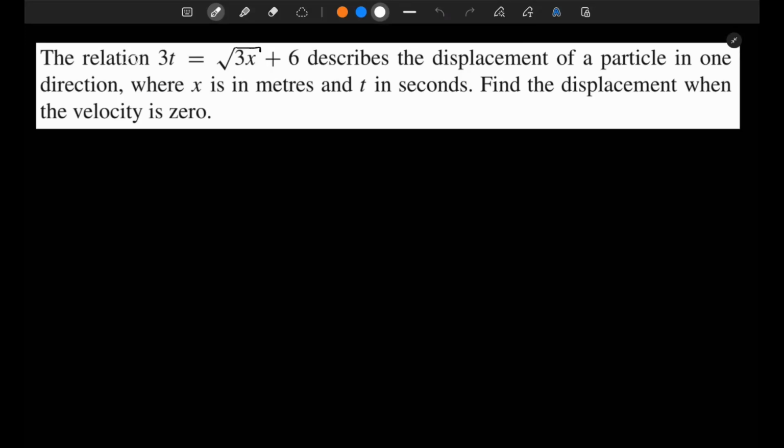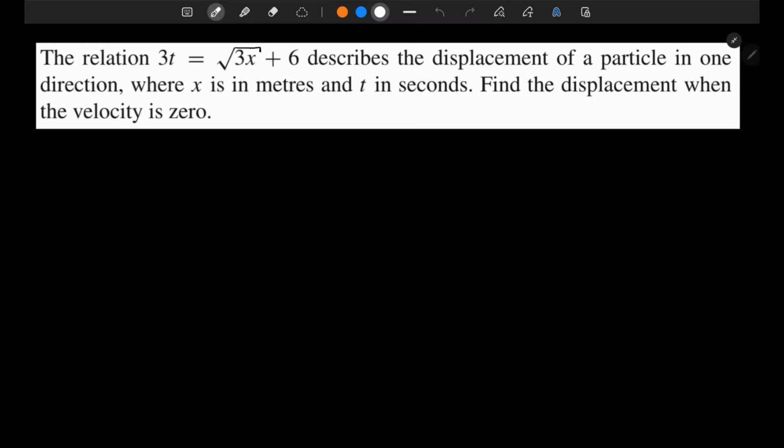Suppose that we are given the relation as follows: 3 times t, which is time, is equal to the square root of 3x plus 6. Suppose that this relation describes the displacement of a particle in one direction, where x, which is the position, is measured in meters and t is measured in seconds. Find the displacement when the velocity is 0.